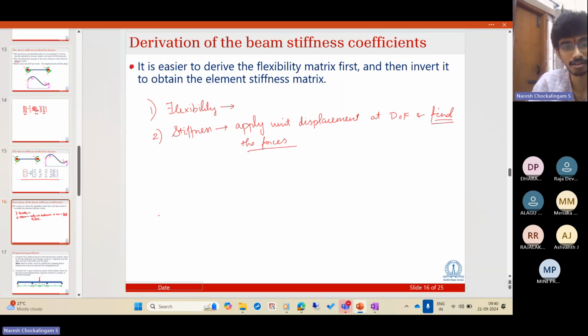But how do you find the forces? That's the problem, right? This has got 4 degrees of freedom. So suppose I want to first apply just V1. I'll apply V1 and keep the rest fixed. So it will be something like this. We first apply V1 equal to 1, θ1 equal to 0, and θ2 and V2 equal to 0, and then you can measure all the forces and moments that are induced by this. But this itself is a highly indeterminate problem.